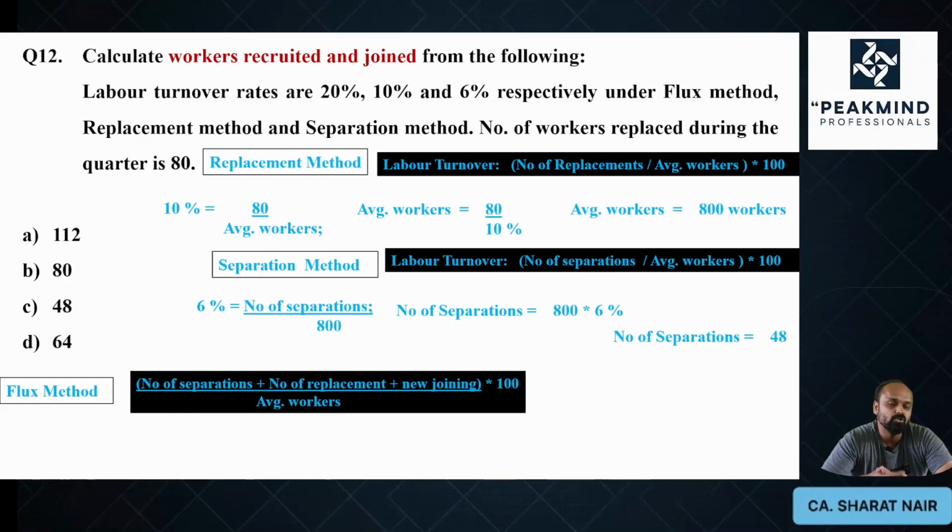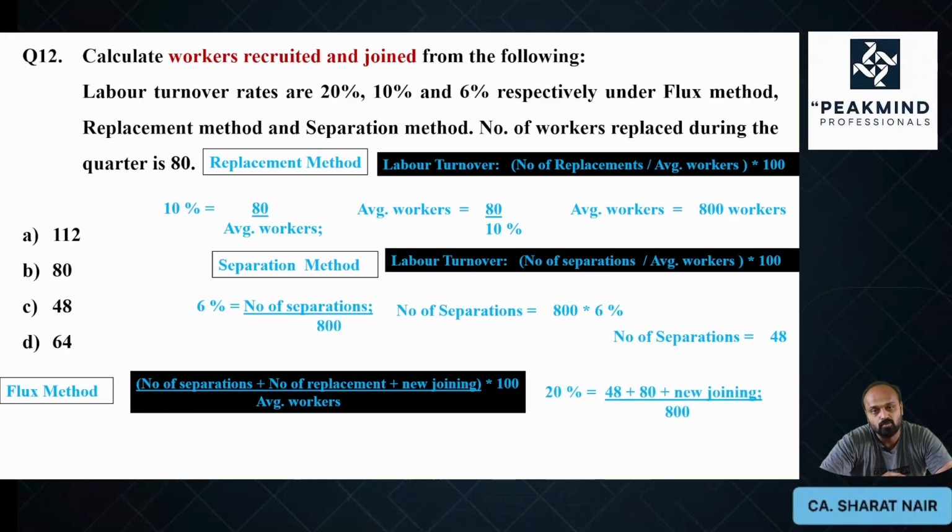Now the new joining they are talking about is not filling the vacancies of another person. It's not taking somebody's position and giving it to somebody else. It's like we are expanding. We are taking completely new workers, not out of a vacancy. So apart from the vacancies, I have found some extra positions in my company which I am planning to fill. That is called newly joined. We need to understand it like that.